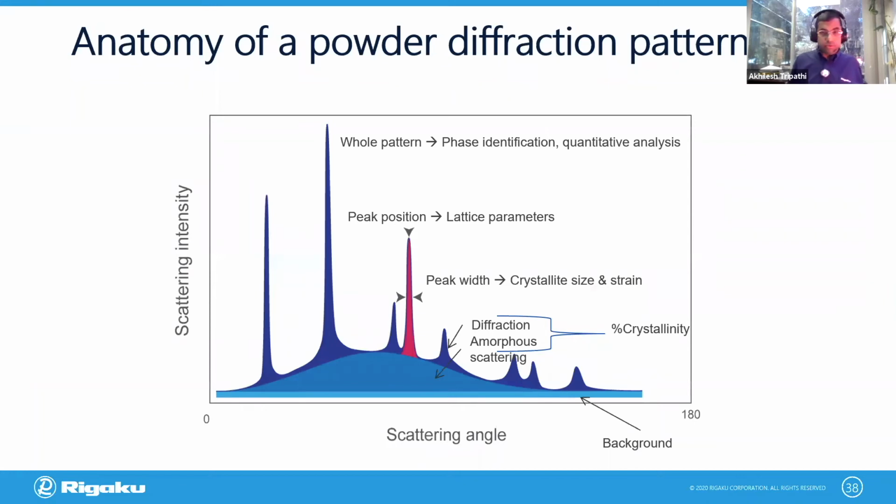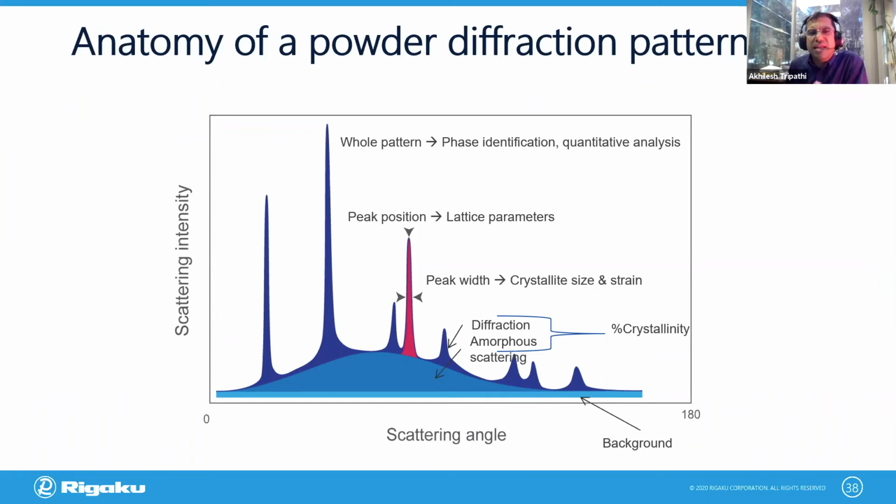So we prepared the sample, we collected the data, and this is what, in general, if I make a cartoon of a diffraction pattern, it would look like. You could have this big hump mixed with crystalline peaks. The big hump is coming from the amorphous part of this material, and the crystalline peaks are the crystalline phase of the material.